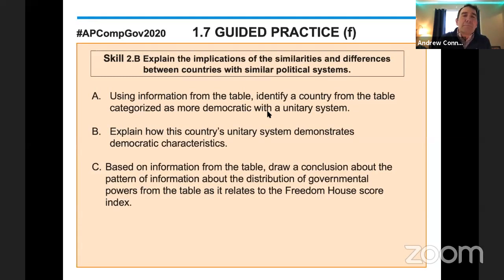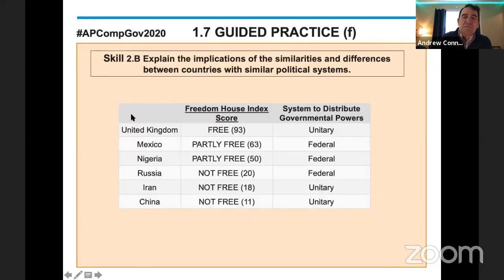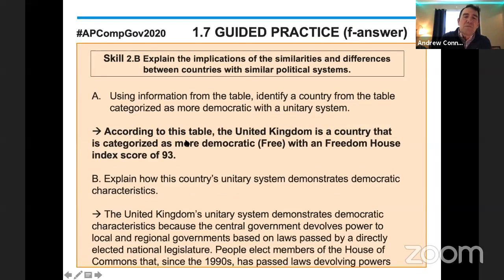So I'm going to give you some tips on how to answer these. For instance, using information from the table, identify a country categorized as more democratic with a unitary system. Here we're looking for a country that's more democratic with a unitary system. We don't have to look very far. It's right at the top, and it is the United Kingdom. But make sure you're complete when you write answers, and you're allowed to repeat vocabulary from the question to do that. So according to this table, the United Kingdom is a country that is categorized as more democratic, free, with a Freedom House Index score of 93.